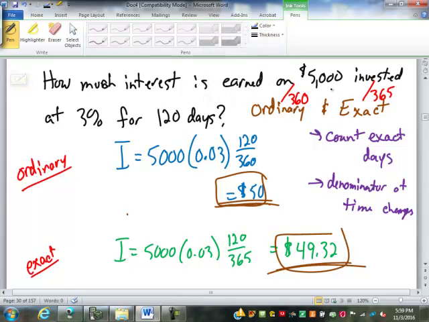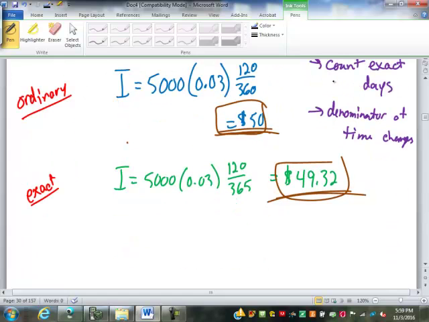Which one is more common, do you think? Yes, ordinary. In fact, in any problem, if it does not specify ordinary interest or exact interest, you will assume ordinary interest.